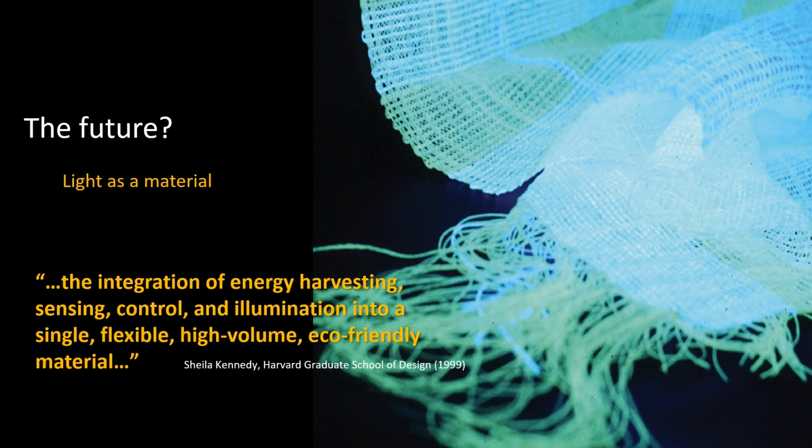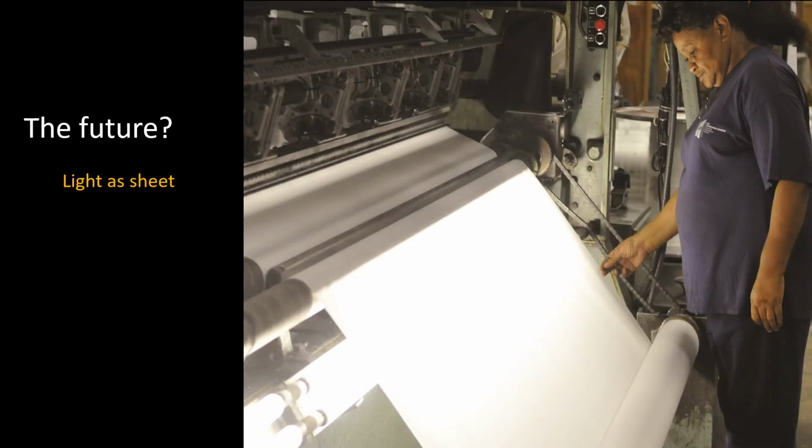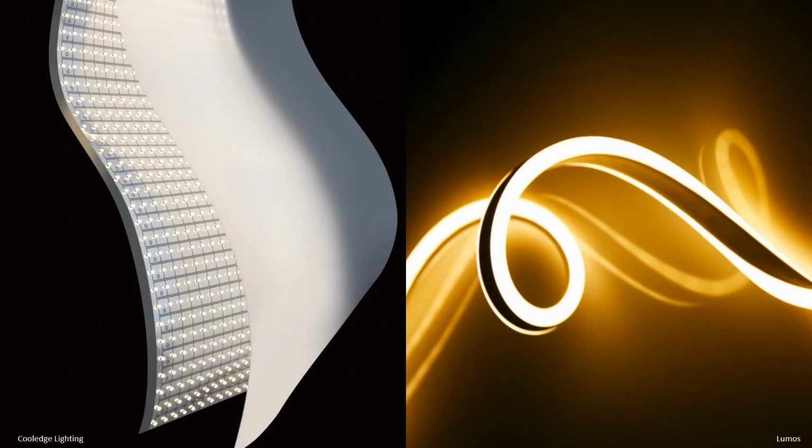And she was talking about the integration of energy harvesting, sensing, control, and illumination into a single, flexible, high-volume, eco-friendly material. Now, in 1999, that seemed like absolute science fiction, but we now have the technologies to make this real. We can actually treat light in any form factor we want, whether it's a thin sheet or a completely curvable, twistable line of light, or however you need it. We can do this with LED lighting.